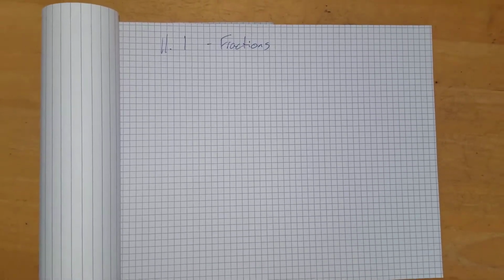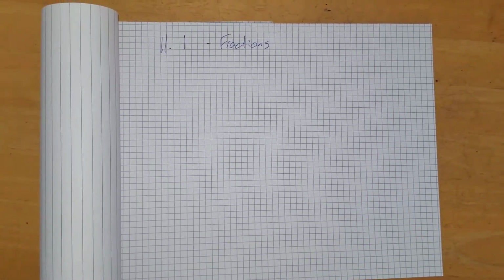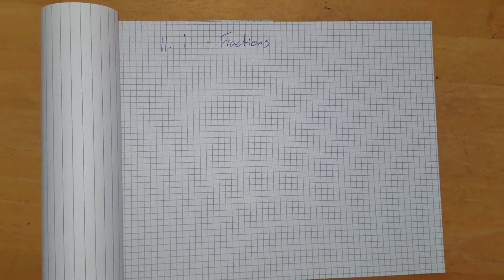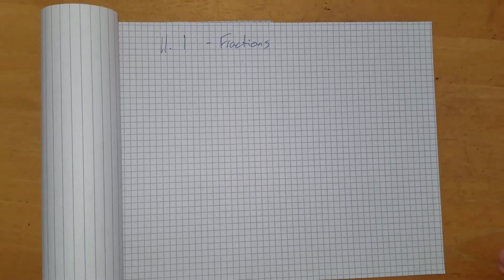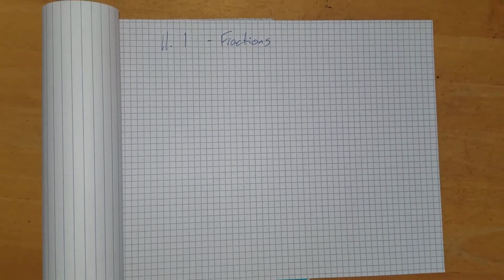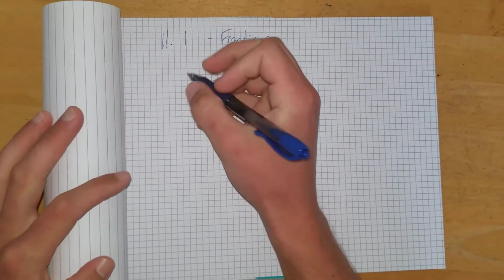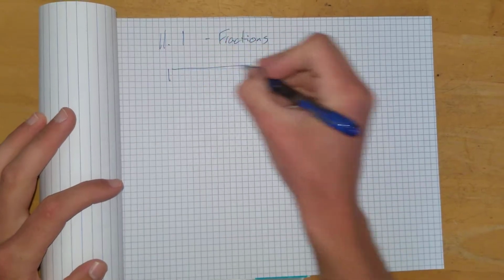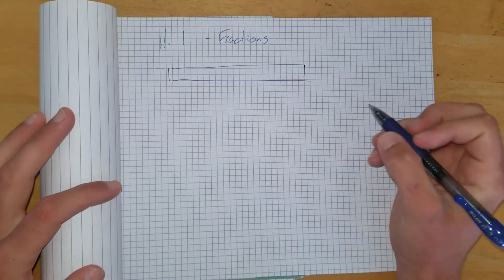Chapter 11 is all about fractions. The first lesson is just going over a brief overview of what a fraction is. A fraction is a way that we distinguish certain parts of a whole.